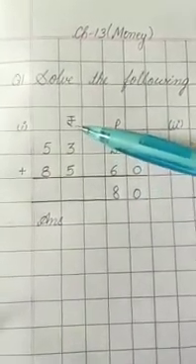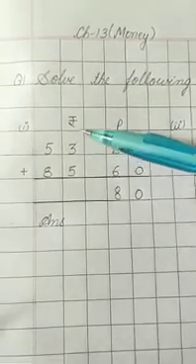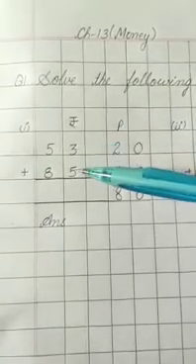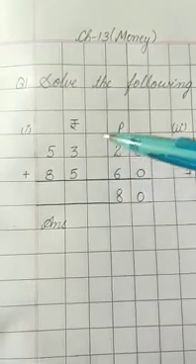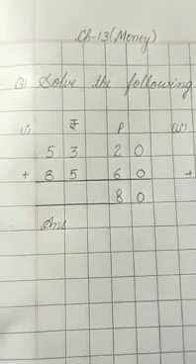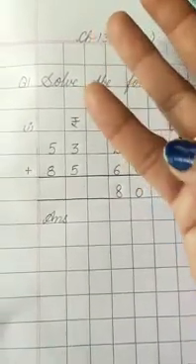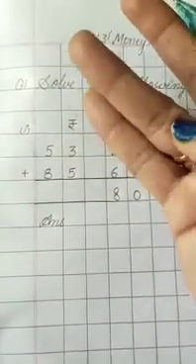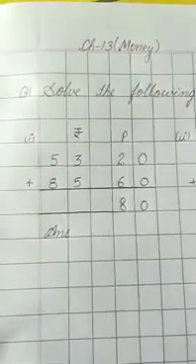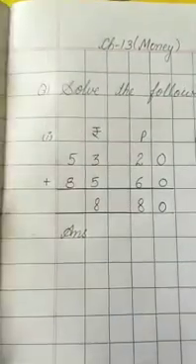Now let's move to the rupees. So we have 3 rupees and we have to add 5 rupees to it. So 3 is in our mind. Now start counting from the next number. 4, 5, 6, 7, 8. So again the answer is 8 rupees.